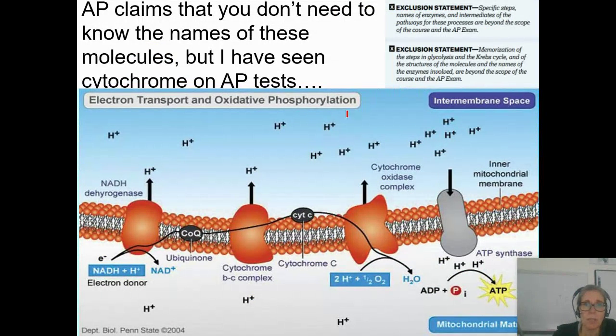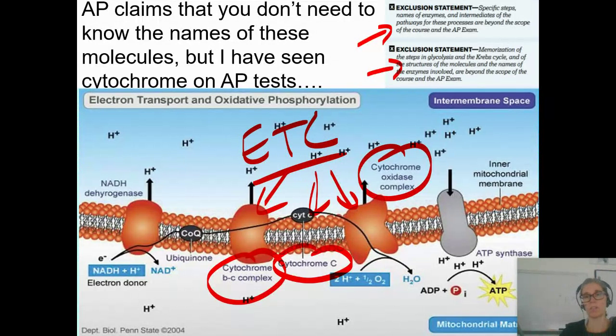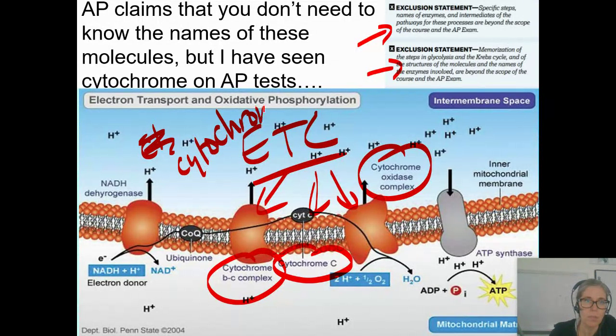Okay, AP claims that you don't need to know any of these names of molecules or intermediates or whatever. That's what they're saying here, but I have absolutely seen cytochrome on AP tests. So make sure you know the term cytochrome and that it has to do with membrane proteins, parts of the electron transport chain, whether it's on a mitochondrion or a chloroplast or whatever. Cytochrome is a word that I want you to know. Cytochrome. Okay.